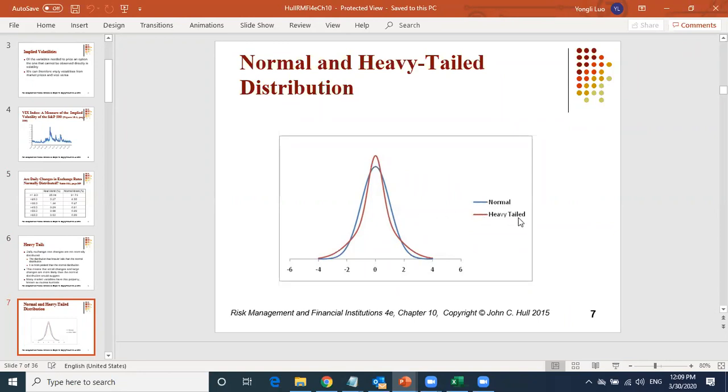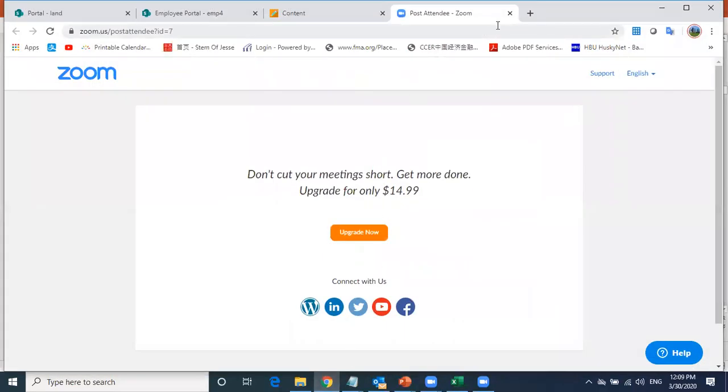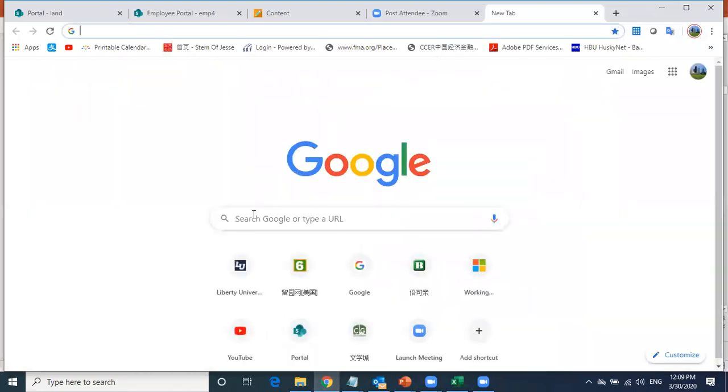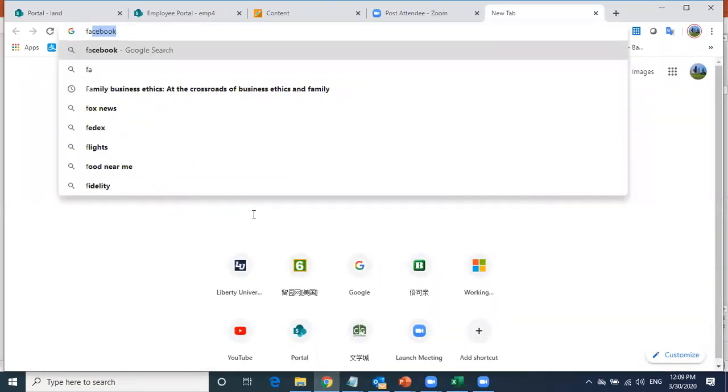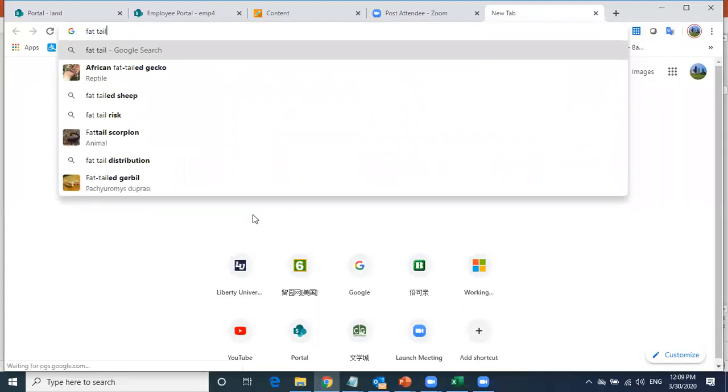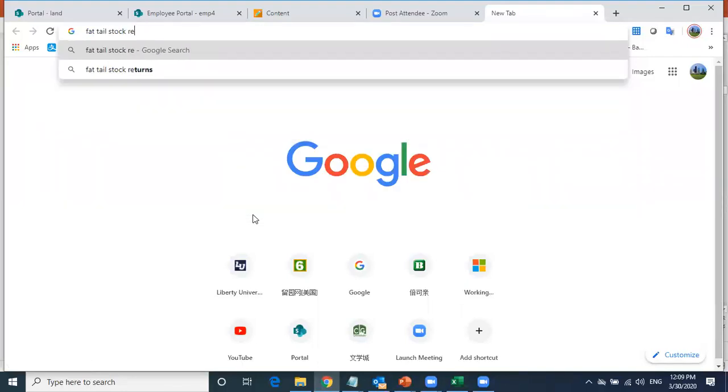So we can see the right curve is called heavy tailed. Sometimes we use the term fat tail. You can Google fat tail somewhere. That's what we typically use. Fat tail stock returns.